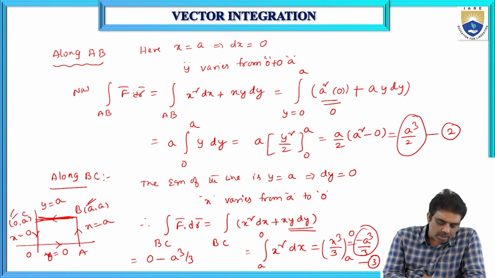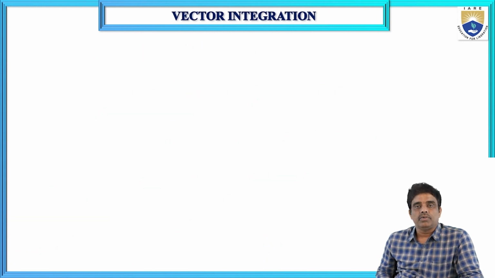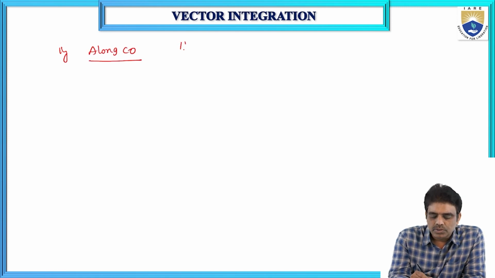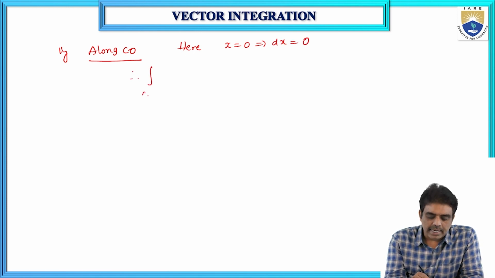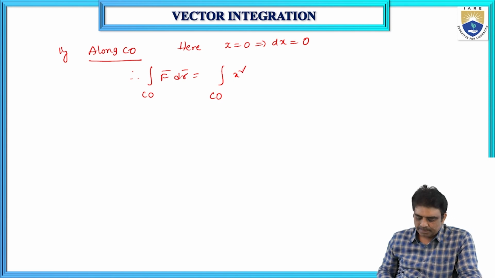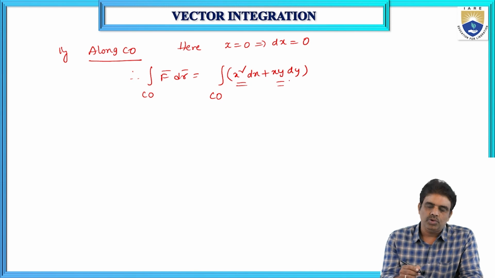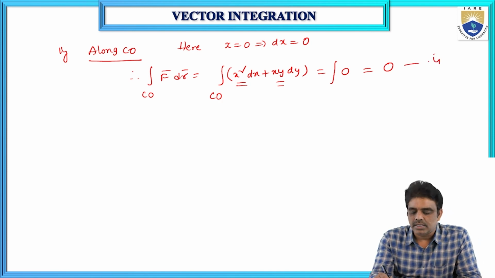So next, what is the last one? Along CO. Along CO, the equation is x is equal to 0 because it is the y axis. Similarly along CO, the equation is x is equal to 0, so dx is equal to 0. Therefore, the integral along CO of f bar dot dr bar is, what is the function, x square dx plus xy dy. X is 0, so the entire term is 0. You need not find the limits of integration. Here the integral is 0. So the fourth one is 0.